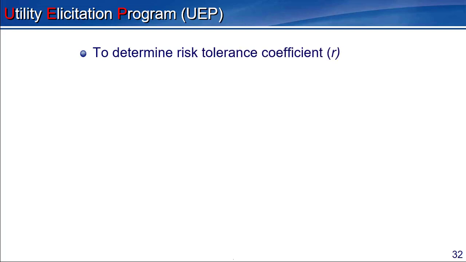I developed a utility elicitation program, UEP, to make the elicitation process easier. What we have now is a third version on a third computer platform. UEP's sole purpose is to help a user determine his or her risk tolerance coefficient. It simulates simple decision-making situations, much as we would do in a face-to-face elicitation interview session.